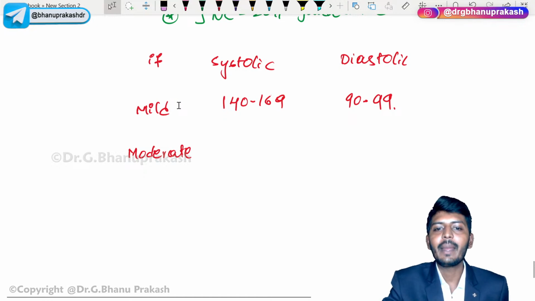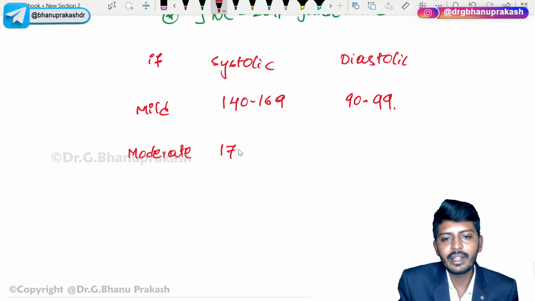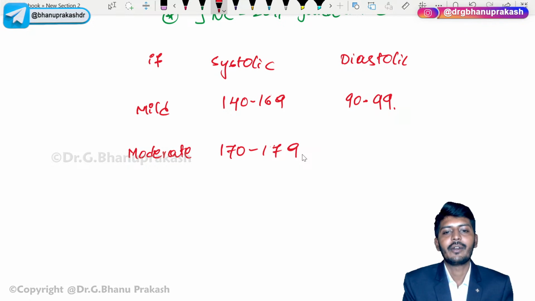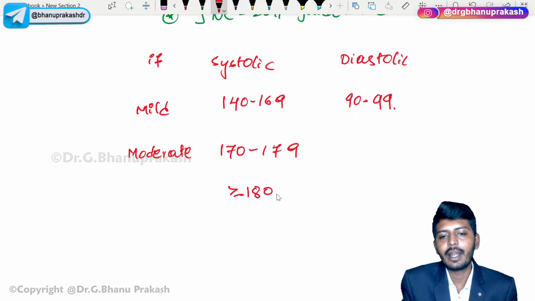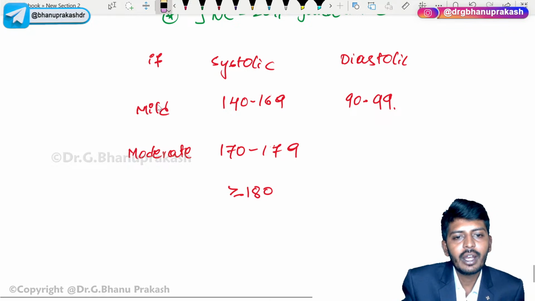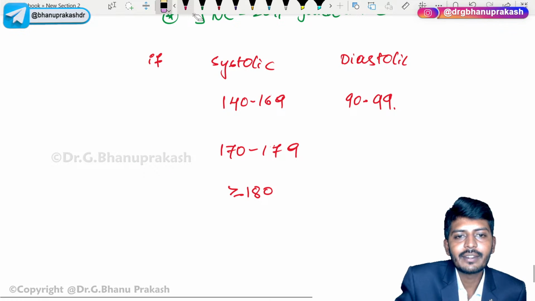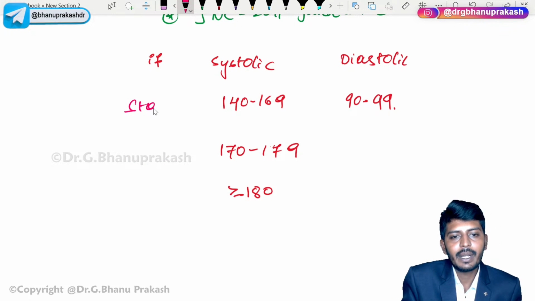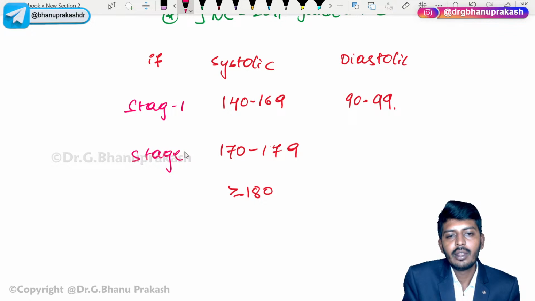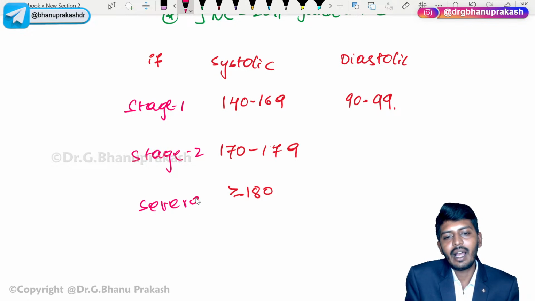So that is your mild hypertension. Moderate is from 170 to 179. 170 to 179. Then more severe is more than or equal to 180. So let's remove mild and moderate, I'll give you a better idea. This is your stage 1 hypertension. This is your stage 2 hypertension. And this one will be called severe hypertension.